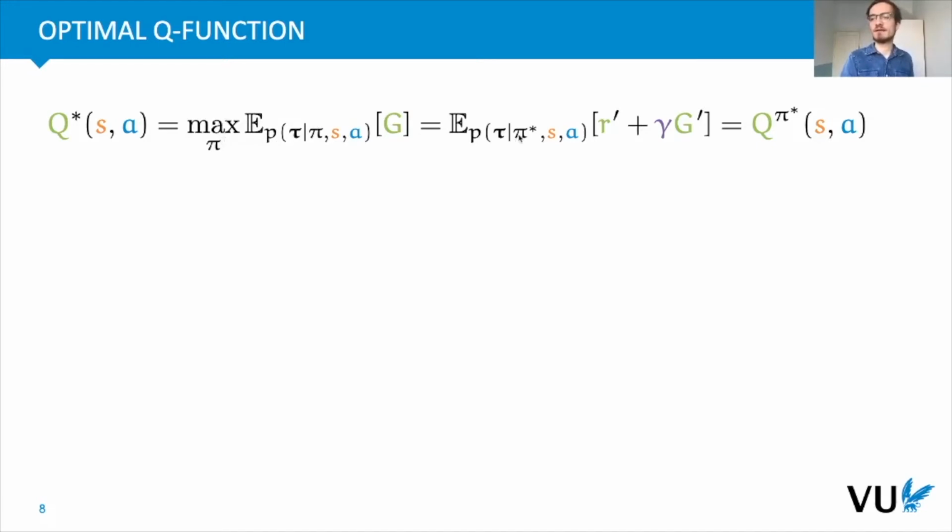So we can say we take an action in a state and then not just follow the policy that maximizes it, but the optimal policy, so pi star. And what we also did here is that we expanded the discounted reward to go using this recursive trick that we just derived. So instead of using G, we'll be using the reward in the next state plus the discounted G prime. This is going to be equal to the optimal Q value, or also the Q value of the optimal policy.